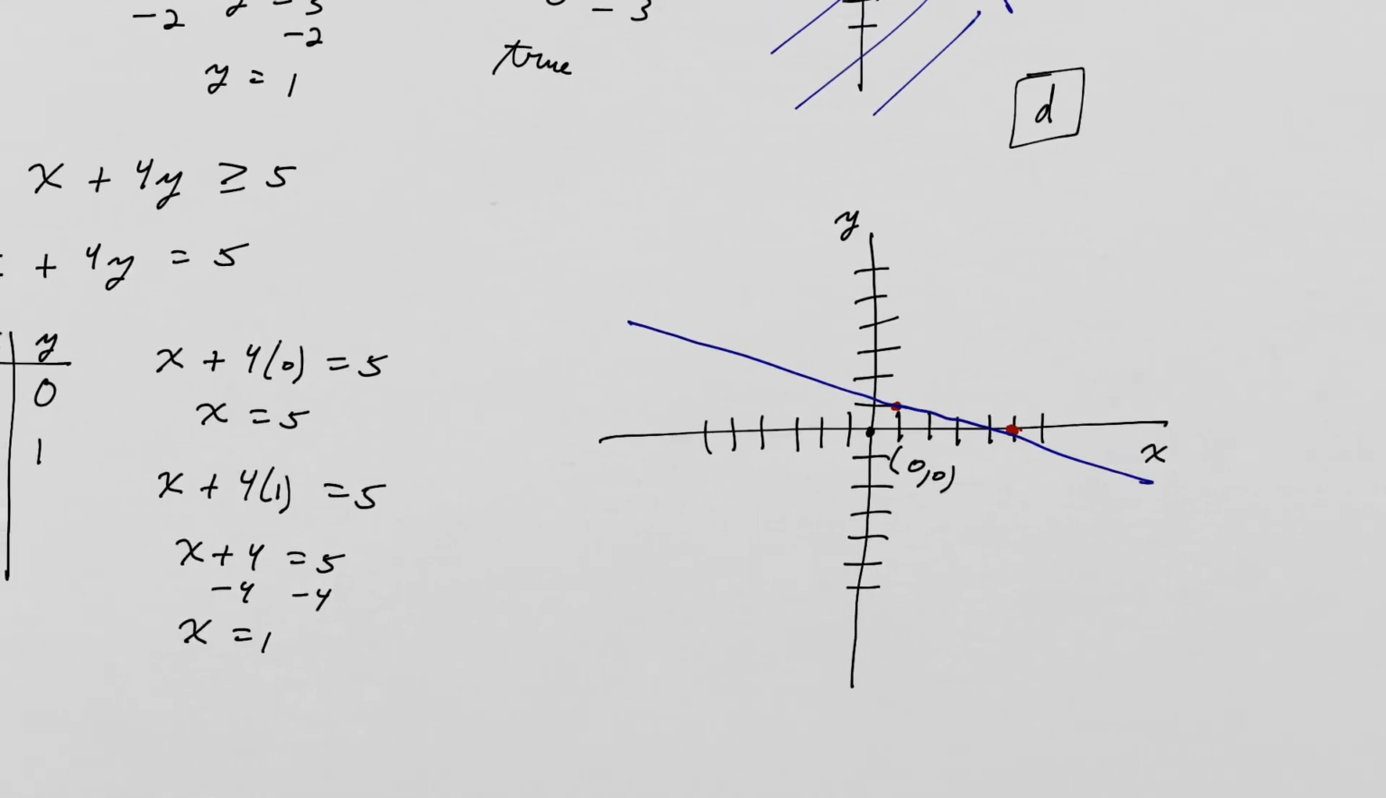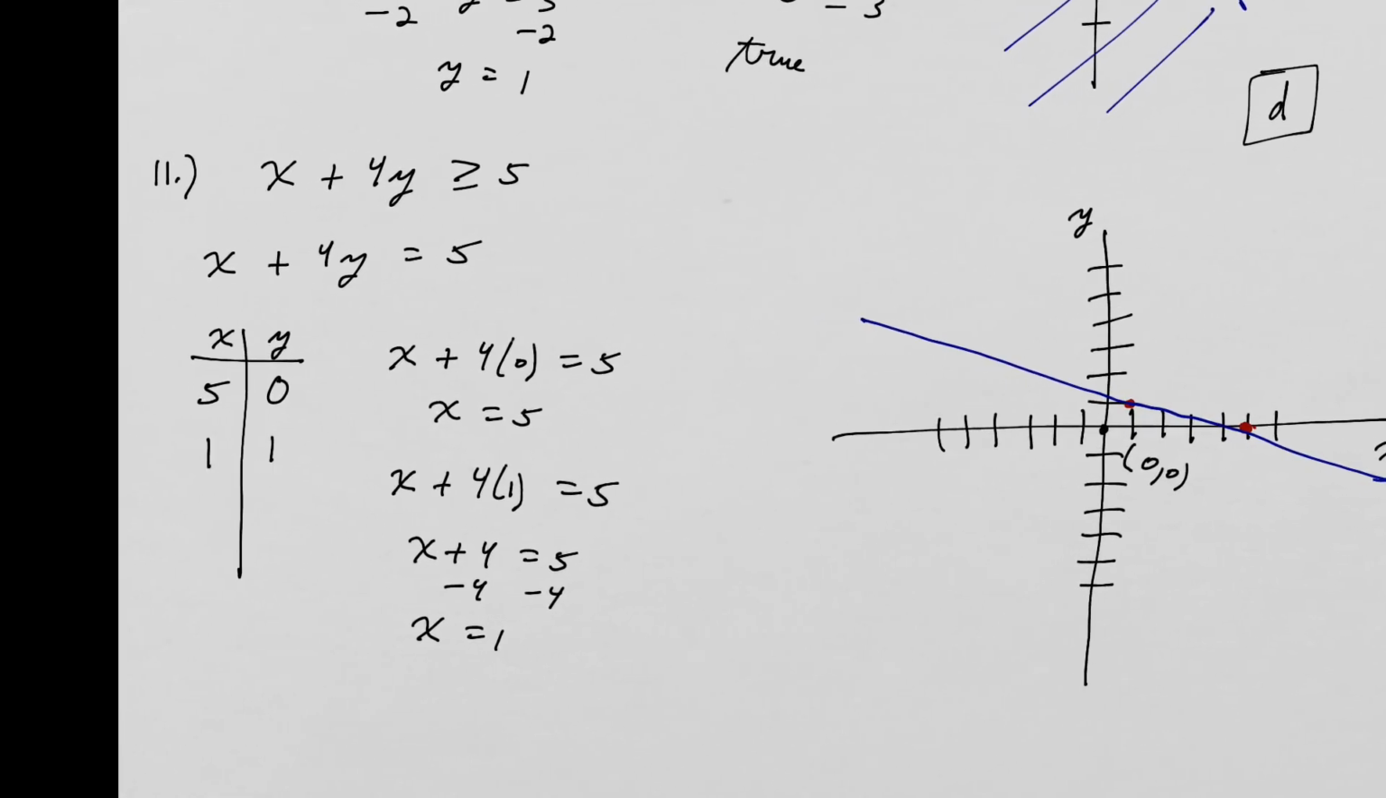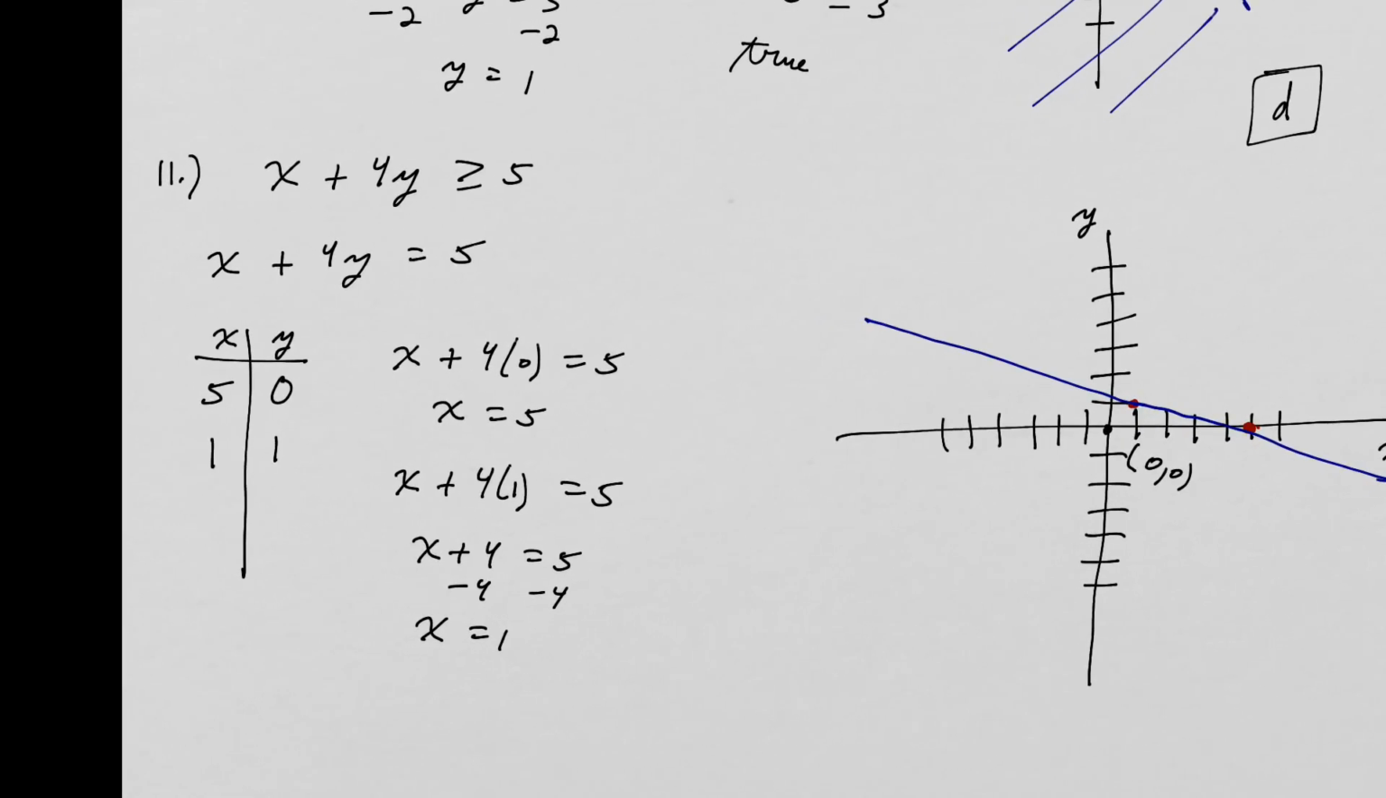So I go back to the inequality now. And where I have an x, I plug in 0. Where I have a y, I plug in 0. And this is now greater than or equal to 5. So this is 0 is greater than or equal to 5. Is that true or false? Well, 0 is not greater than or equal to 5, right? It's less than 5. So this is false.